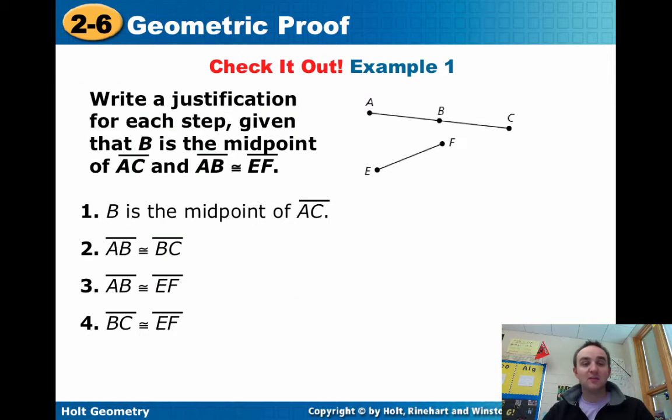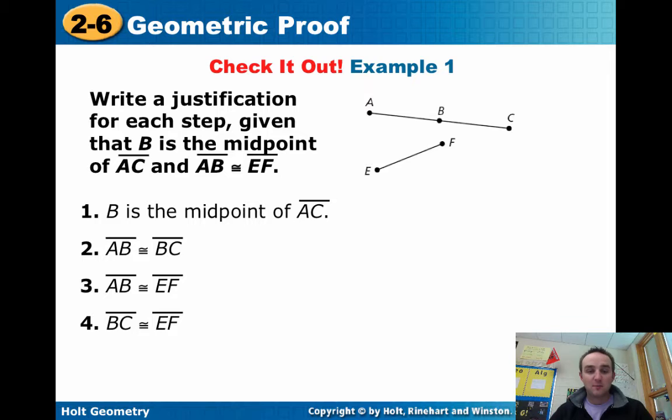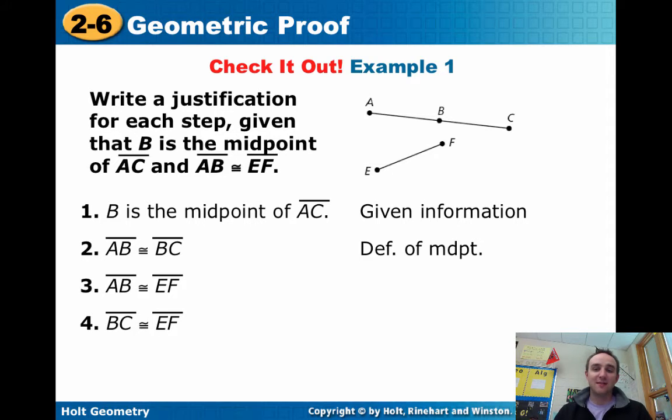So we're going to try another one. They give us the steps; we just want to write the justification. B is the midpoint of AC. Well, we know that's just our given. It says right in there, given that B is the midpoint. AB is congruent to BC. Why can we say that? Well, because it's a midpoint, which means that's our definition of a midpoint. If something just is, chances are it's because of a definition. Now why can we say that AB is congruent to EF? If you look up here in our little paragraph, that's given information. Again, we just write given.